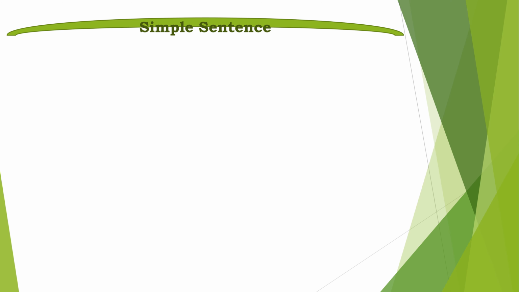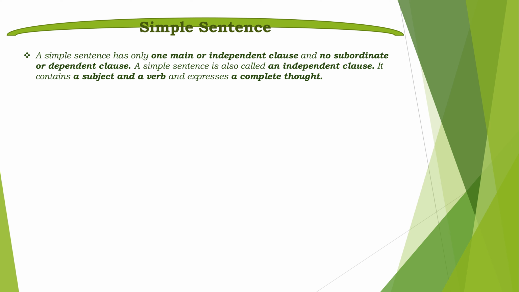Let's look at the definition of a simple sentence. A simple sentence has only one independent clause and no subordinate or dependent clause. A simple sentence is also called an independent clause. It contains a subject and a verb and expresses a complete thought.